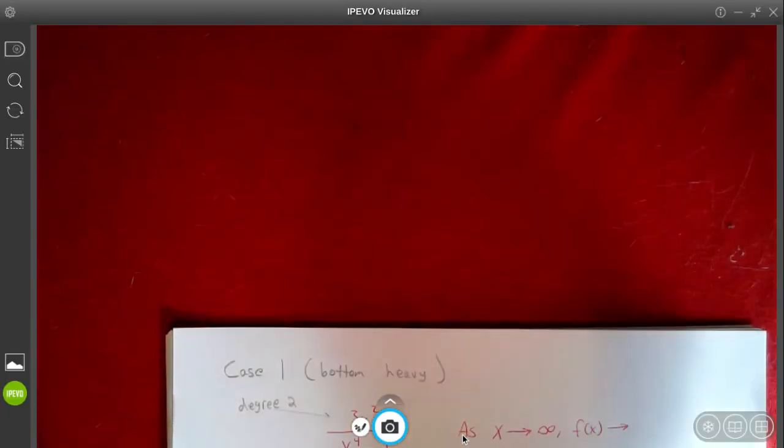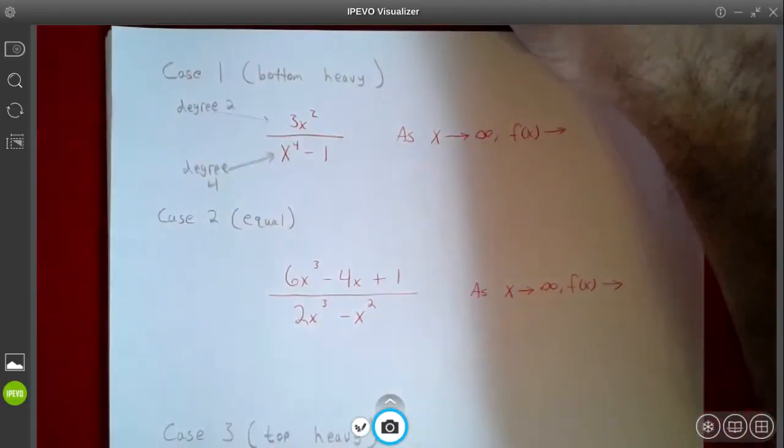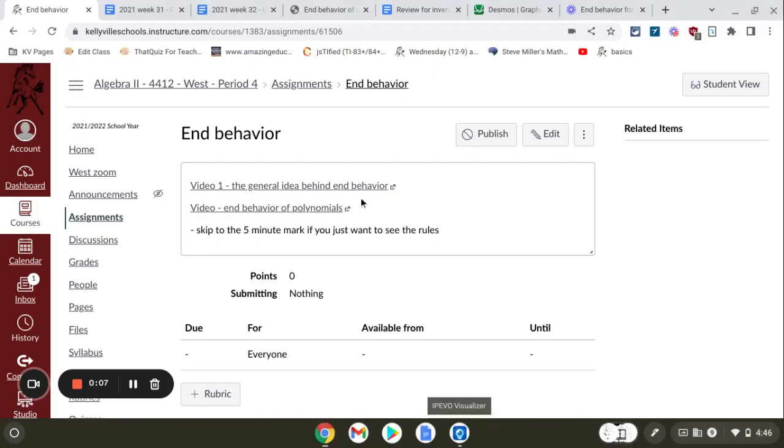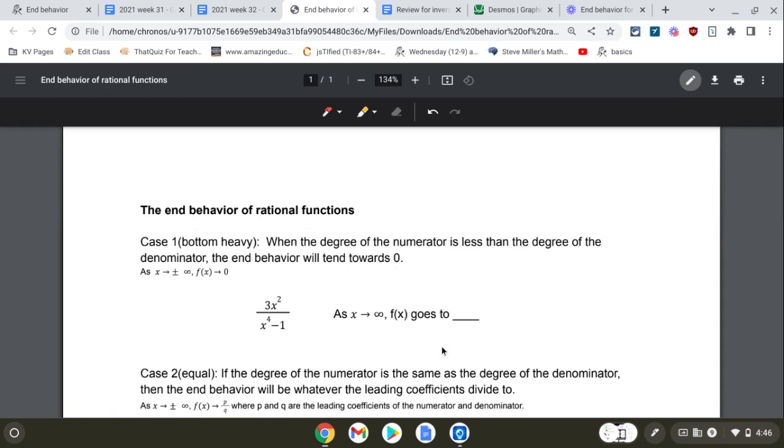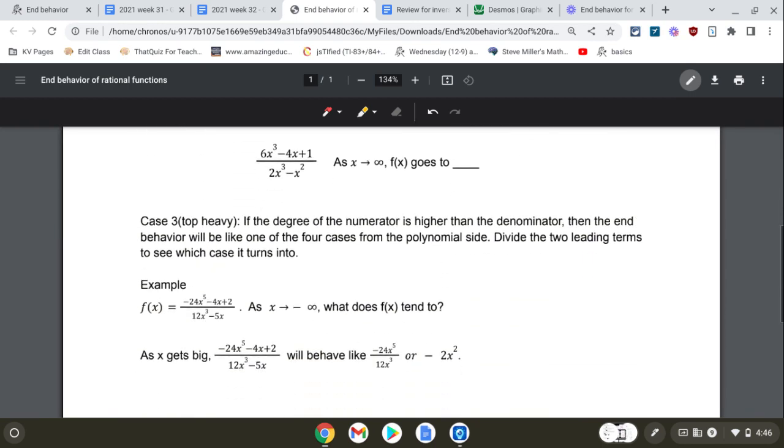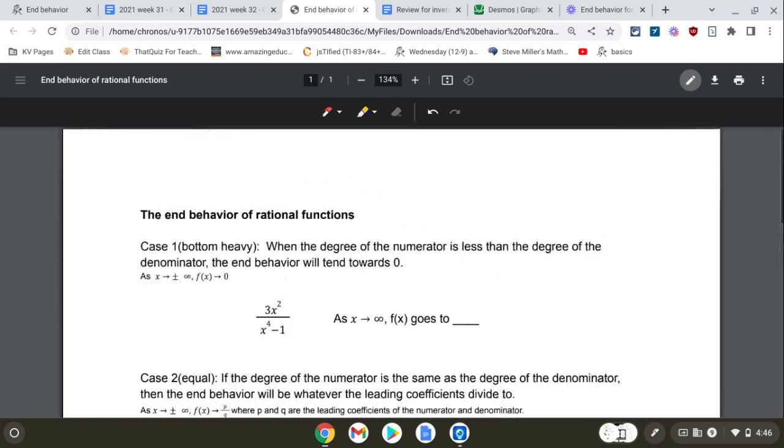Okay, so for this video, we're going to look at rational functions. We're going to be looking at the end behavior for rational functions this time. So you should have the set of notes. Be sure that you read through that. That gives you the rules. I'll go through and work the examples as well.